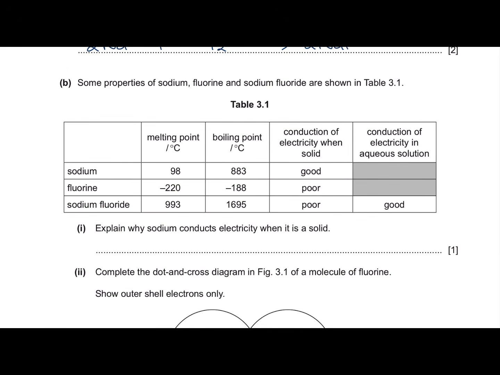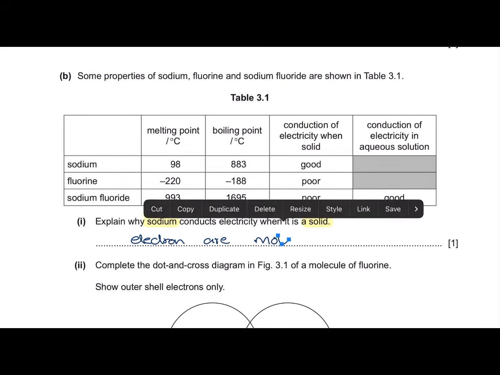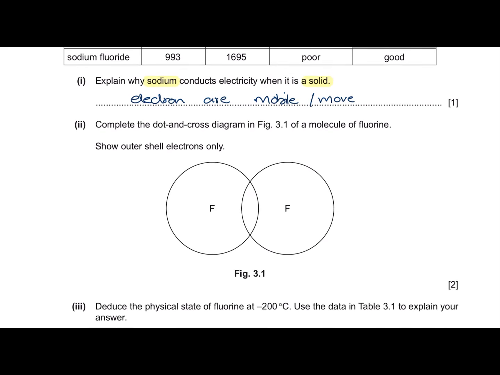Okay, some properties of sodium, fluorine and sodium fluoride are shown in the table 3.1. Explain why sodium conducts electricity when it's a solid. It is because the electrons are mobile, or you can say electrons are able to move. Next up, complete the dot and cross diagram for a molecule of fluorine. As we know that they exist as F2, and as we know that they are in group number 7, so both of the fluorines will be having 7 valence electrons. And as it's a covalent bond, so they will be having shared pair of electrons.